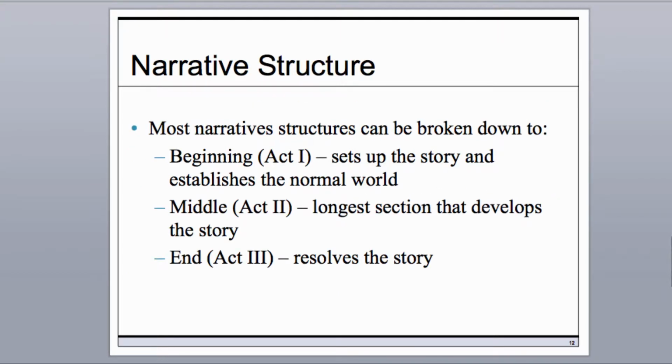Narrative structure. Usually a film is broken down into 3 parts. The opening, which is called the beginning or Act 1. After the Act 1, where the story is established, we go to the middle part of the film, or Act 2. And this is the longest section that leads to the climax as the story develops. And then, of course, the end, Act 3, where everything is resolved. You get an answer to what has happened in that story.